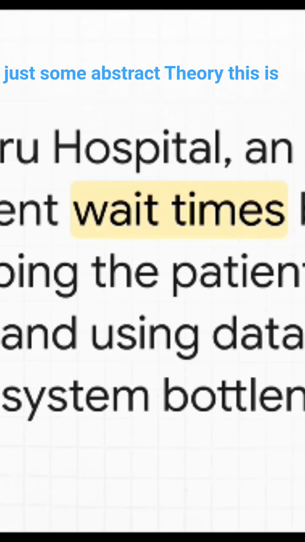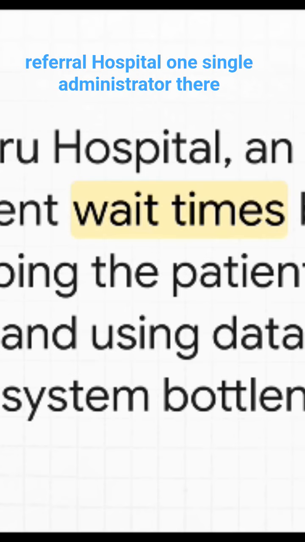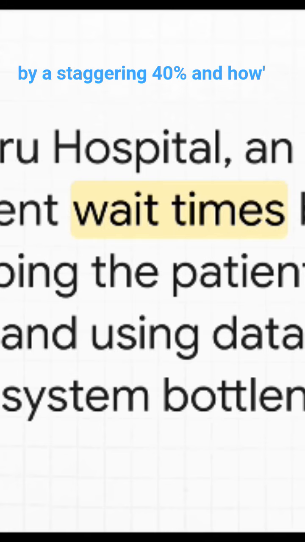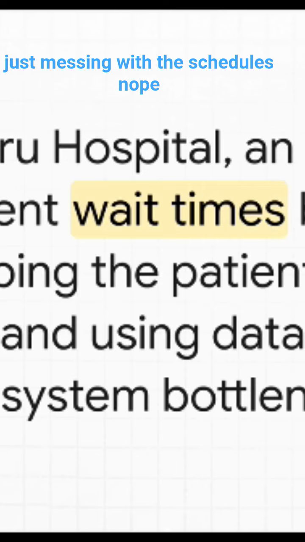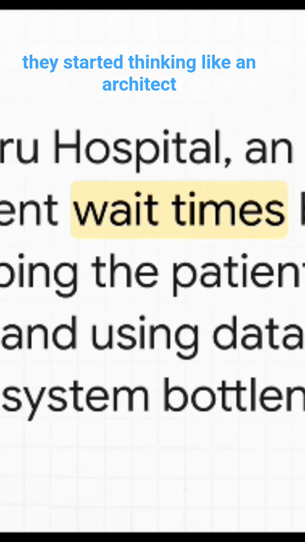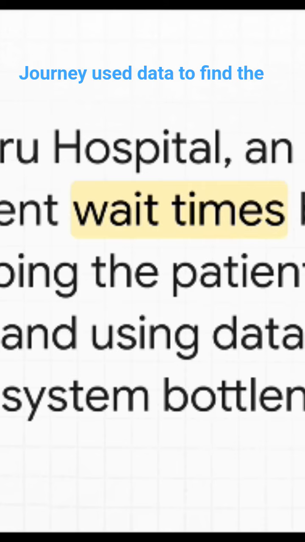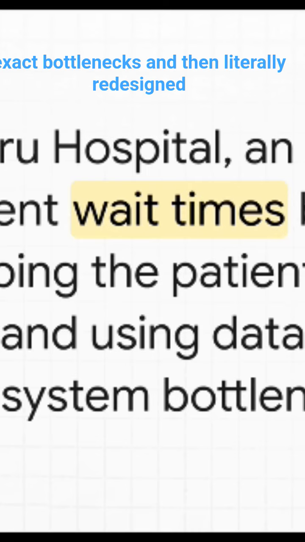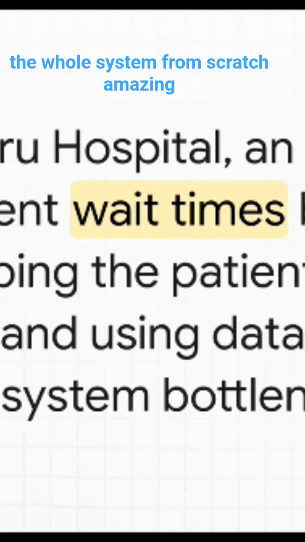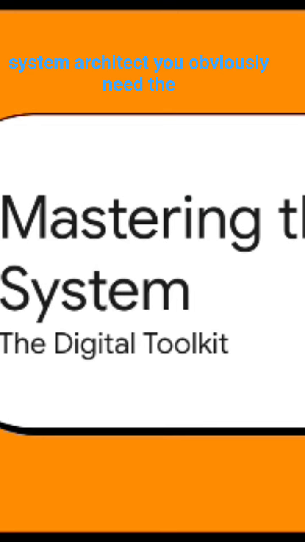And look, this isn't just some abstract theory. This is real-world stuff. Take Nakuru County Referral Hospital. One single administrator there managed to cut patient wait times by a staggering 40%. And how'd they do it? It wasn't by just messing with the schedules. Nope, they started thinking like an architect. They mapped out the entire patient journey, used data to find the exact bottlenecks, and then literally redesigned the whole system from scratch.